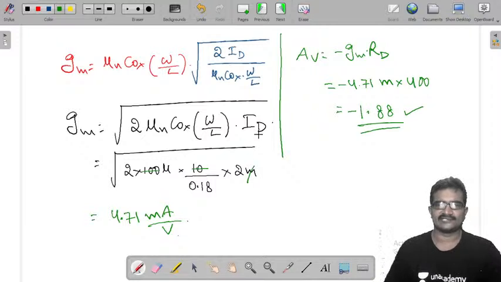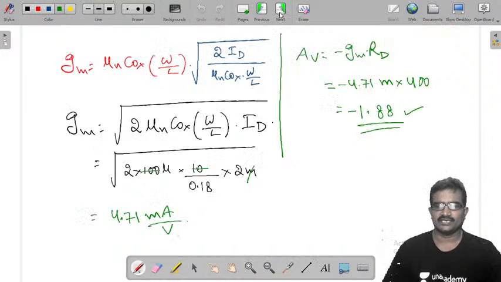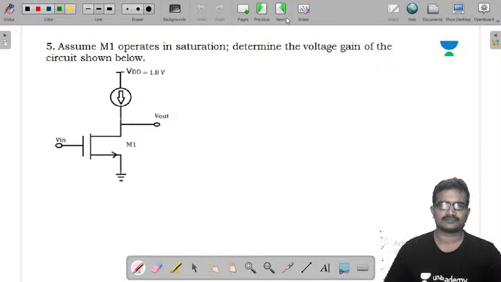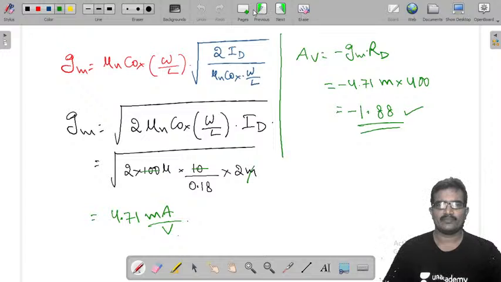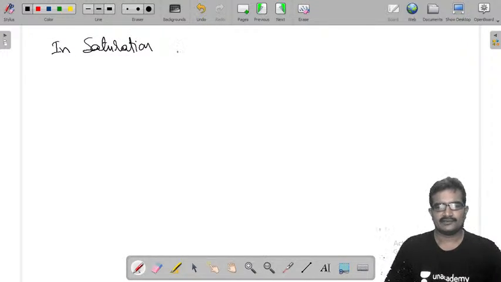Okay. Next. And they asked one more. Verify that the M1 operates in saturation. So what do we need to verify this? M1 is operating in saturation or not? We need to verify that. Okay. So in saturation, our VDS is equal to VGS minus VTH.